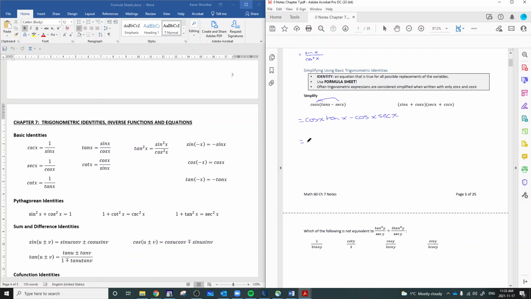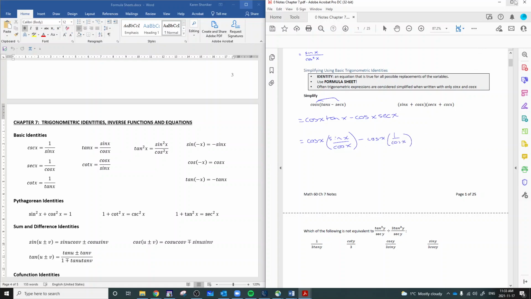I can replace any of these parts of the term, so any of these trig functions, with one of the basic identities. For example, I could say, hey, tan x is actually equivalent to sine x over cos x. So if I rewrote this expression with tan x being sine x over cos x, can you see what would happen? All of a sudden, you could simplify: cos x divided by cos x is 1. If we do the same thing with this guy, we've got cos x, and then we've got secant x. Now, secant x can be replaced with 1 over cos x.